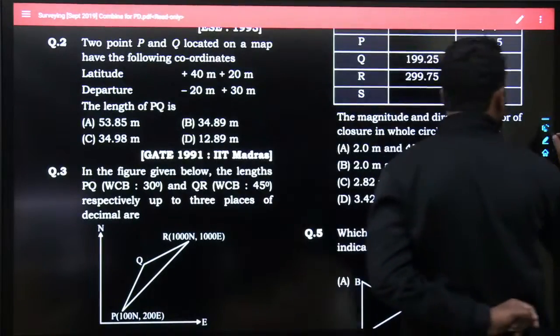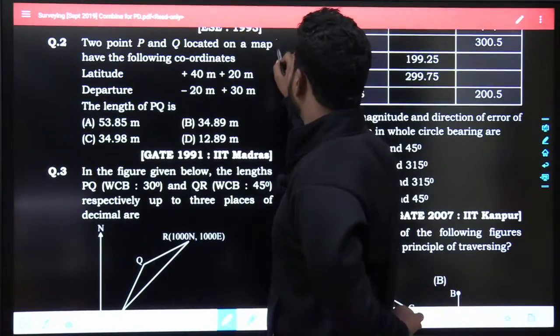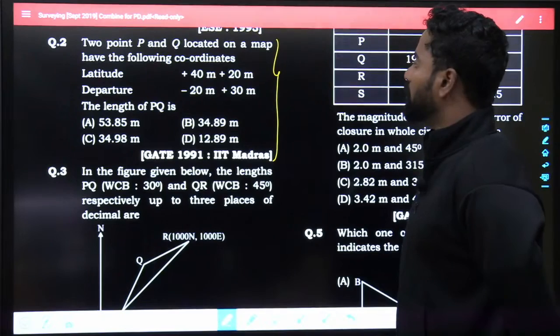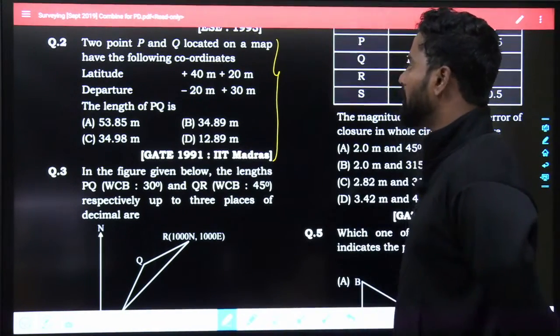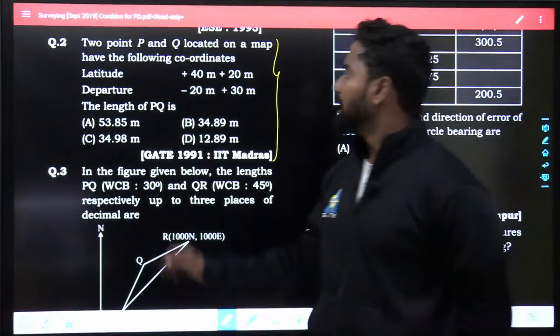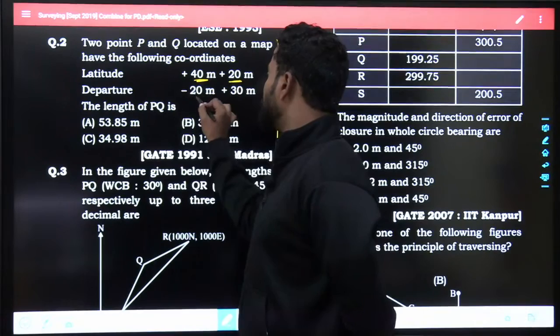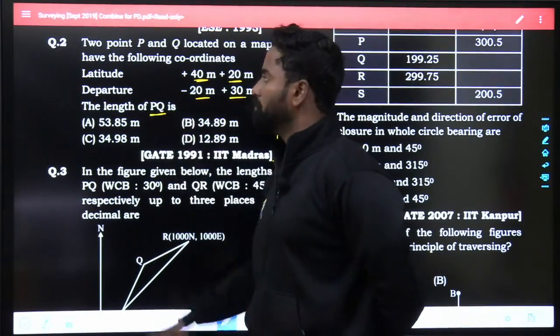So the question given to you is question number 2. Two points P and Q located on a map having the following coordinates. Latitude is plus 40 meters and plus 20 meters. Departure is minus 20 meters and plus 30 meters. What is the length PQ?